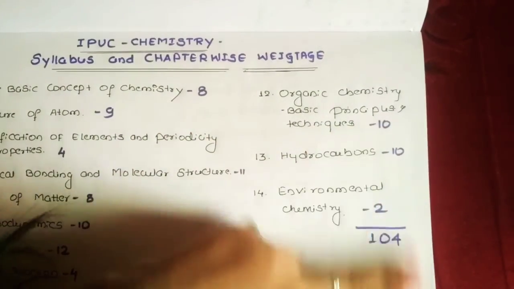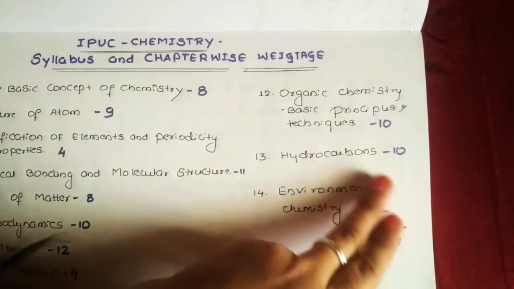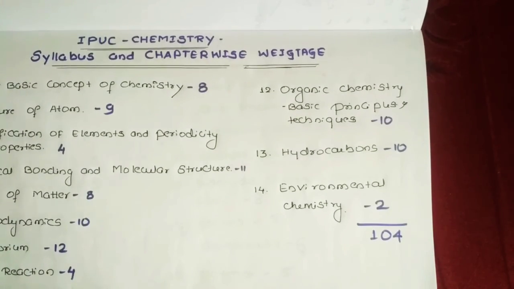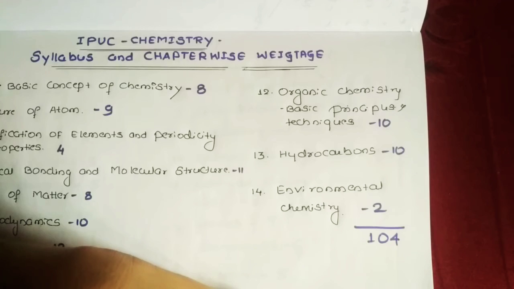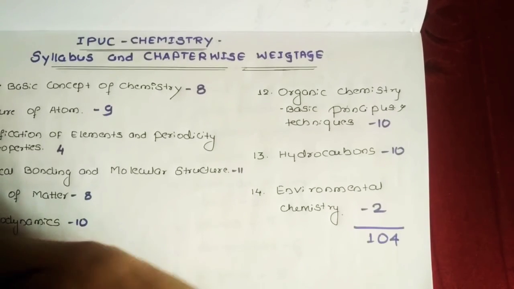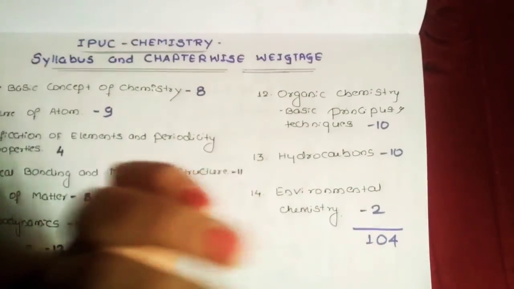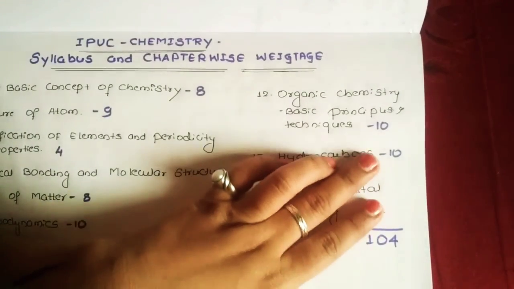So next comes hydrocarbons. It's quite an important chapter, and a lengthy one as well, where you're going to study alkenes and alkynes, as well as aromatic hydrocarbons, their reactions, their preparation, their properties, everything in this chapter. So the weightage is 10 marks.